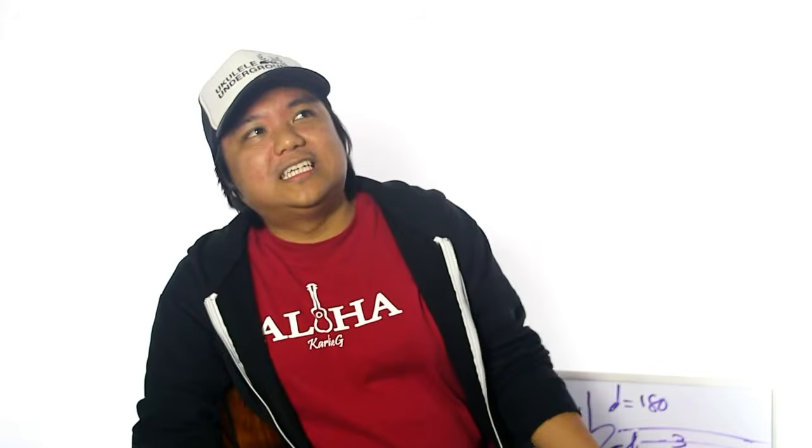With a dot, it gives the note half of its value again. So if it's a dotted quarter note, that means it's going to get 1.5. If it's a dotted eighth note, then it's going to get 3/4. If it's a dotted 16th note, then I don't want to do the math. My brain's not working.